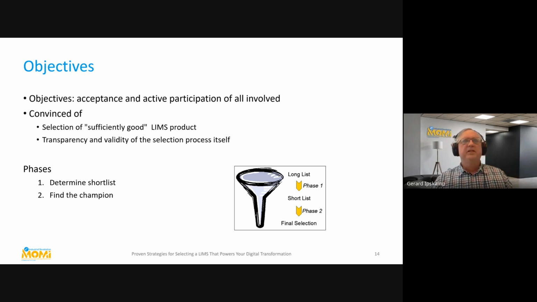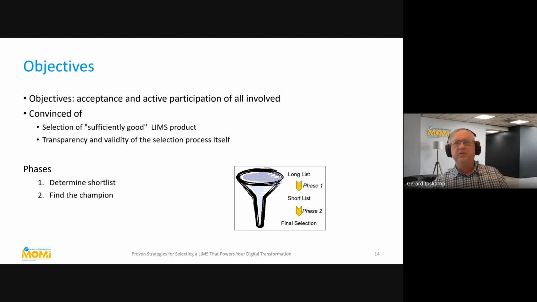There are 2 phases. The first phase is going from a long list to a short list, and you want to do that as quickly as possible. You don't want to spend time on all those vendors that might not be good enough to go into your short list. So, quick as possible, go to the short list.